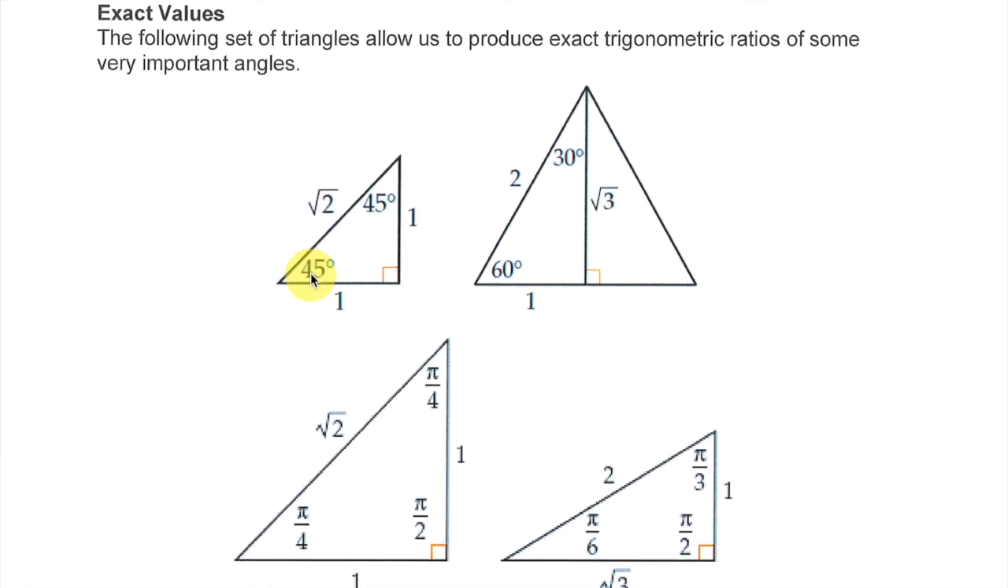What is cos of 45 degrees? It's also 1 over the square root of 2, exactly. What is tan of 45 degrees? 1 over 1, which simplifies to being 1.